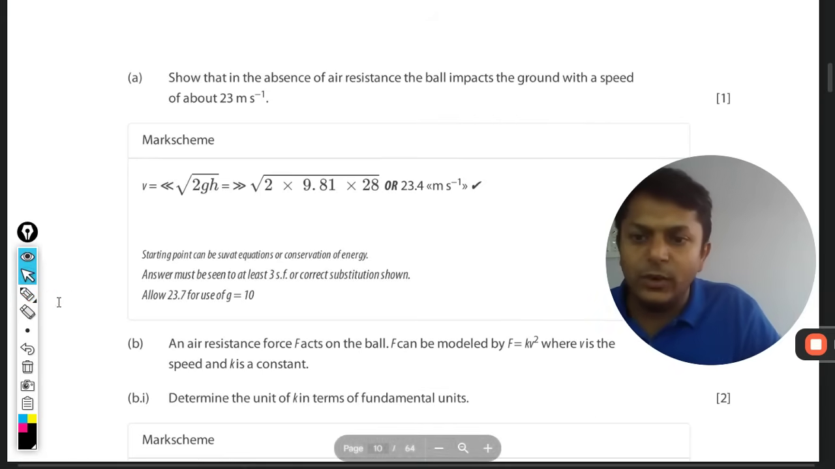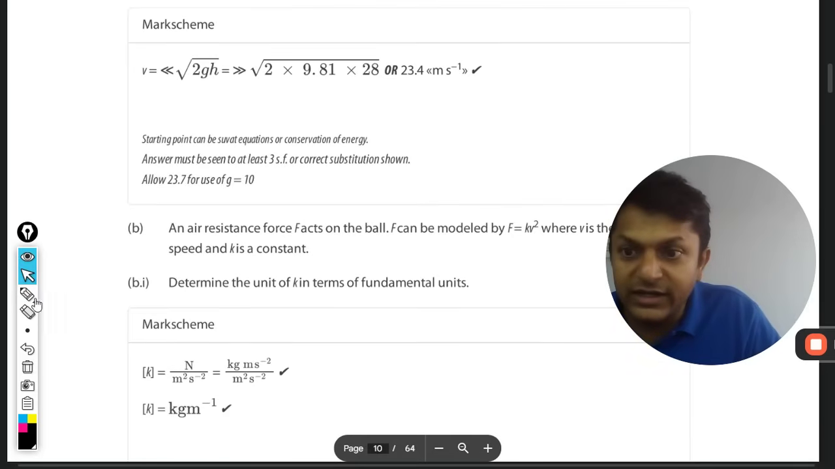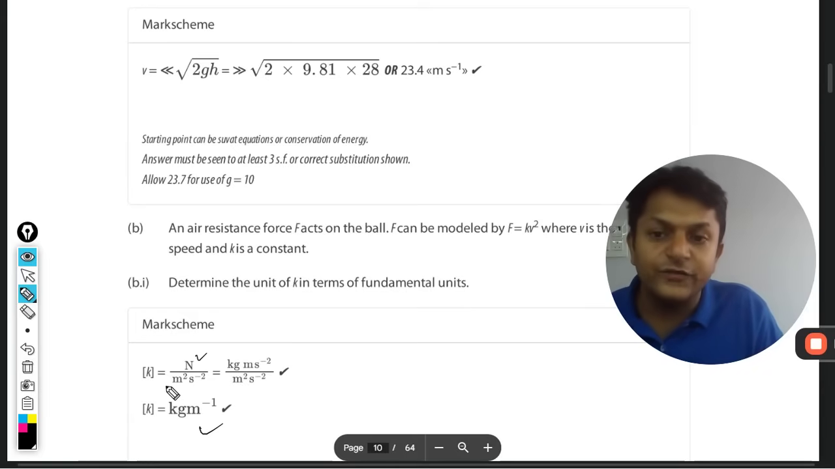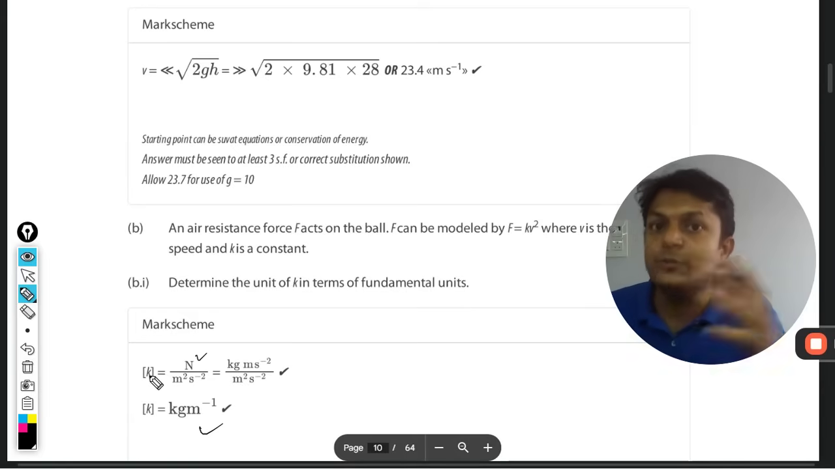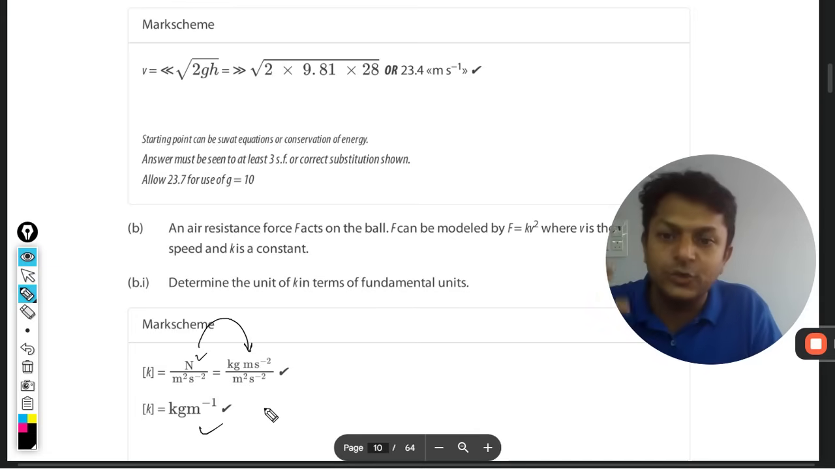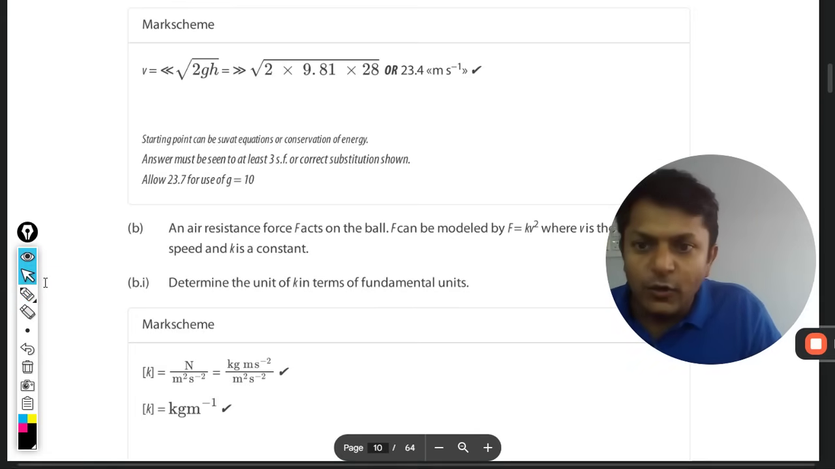And let's see what is the answer given in the mark scheme. You can clearly see they have done exactly the same thing. They are first taking the unit for the force as Newton, but you can't keep on expressing it as Newton. You have to convert it into kg meter per second square. And after that, you just solve it, kg per meter. That's it. So this is over.